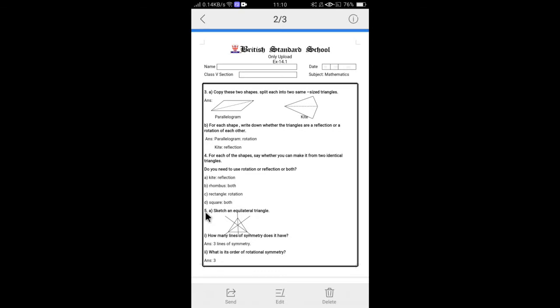Let's come to question number 5, draw an equilateral triangle. What is an equilateral triangle? A triangle with three equal sides. Triangle means three sides, but here all three sides are equal.